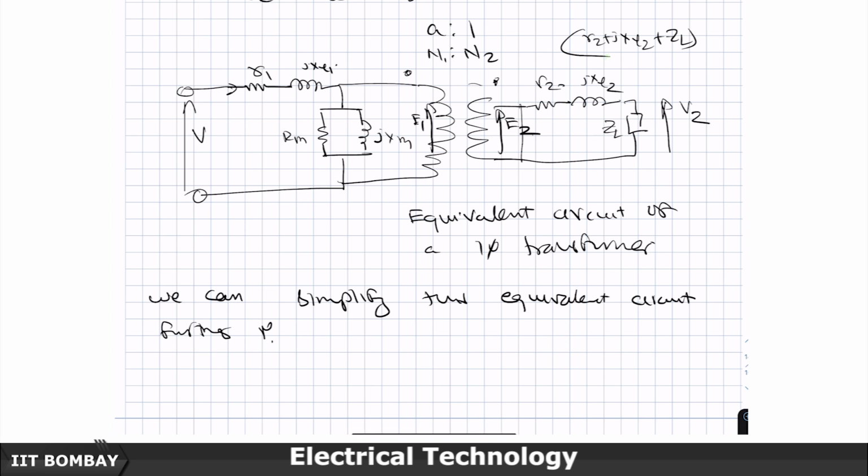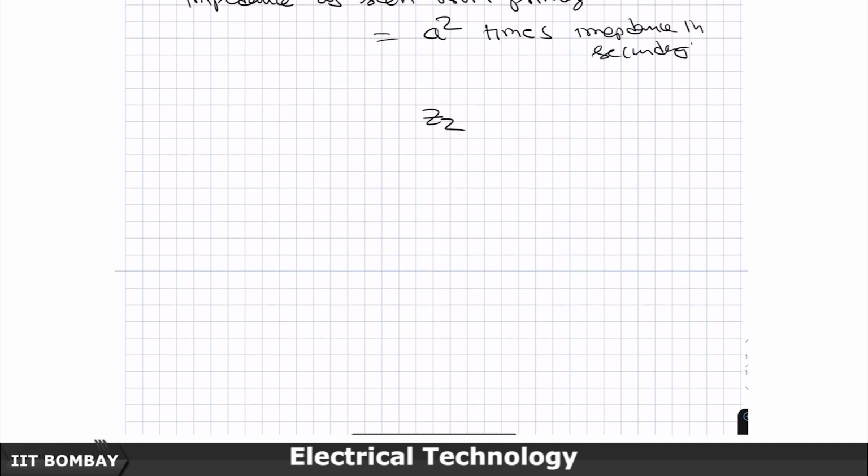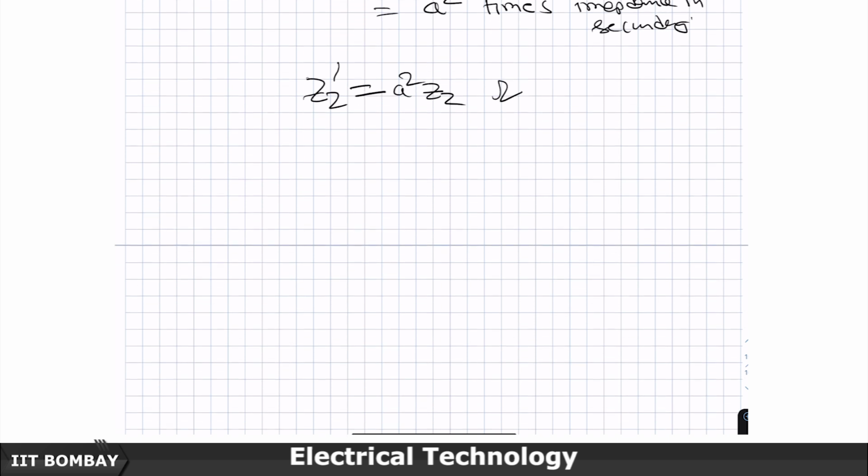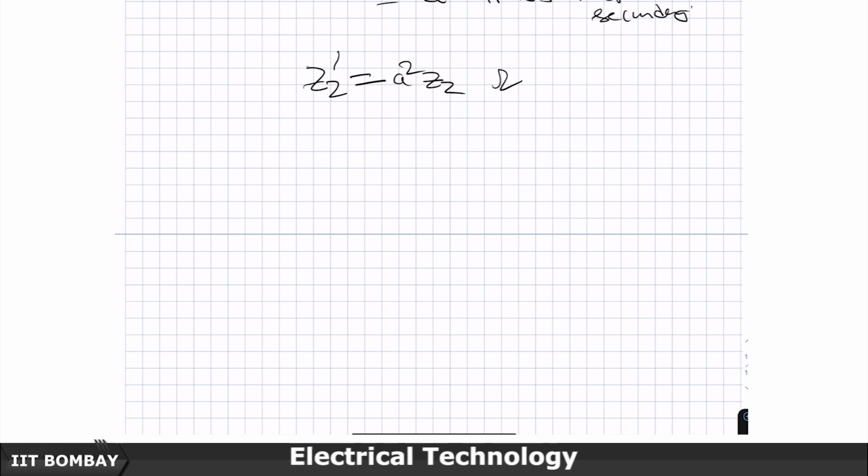I should multiply it by A square, that is, the square of the turns ratio, and whatever comes here. So, if this whole thing is called Z2, then I am going to call Z2 dash, referred to the other side, as A square times Z2, and the unit is ohms only, because the turns ratio does not have any unit, it is a dimensionless constant.